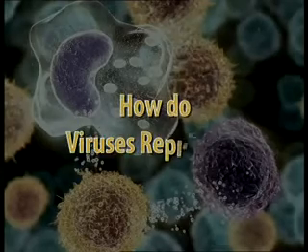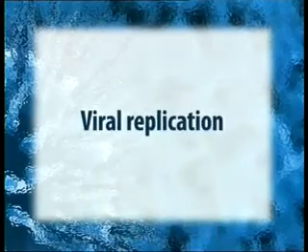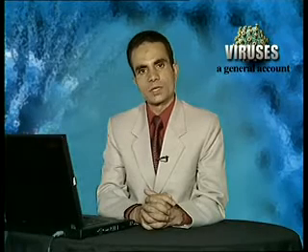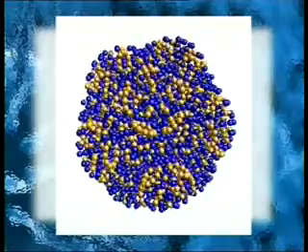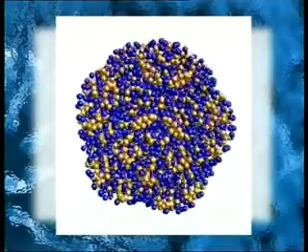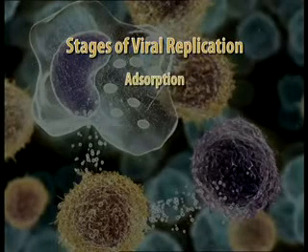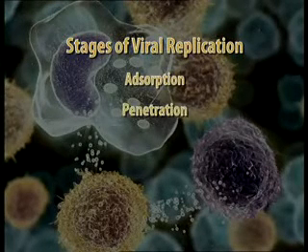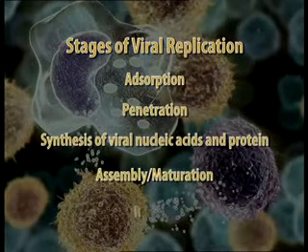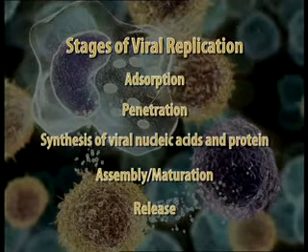A very important question is, how do viruses replicate? Viral replication differs in different types of viruses, but the broad sequence of events in different types of viruses is almost the same. The 5 principal stages involved in the process of viral replication include adsorption, penetration, synthesis of viral nucleic acids and proteins, assembly or maturation of the virion particles, and finally their release.